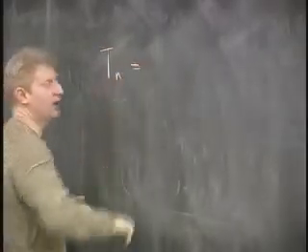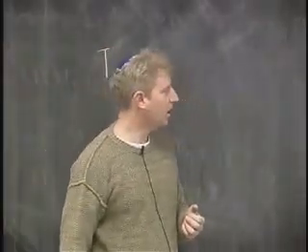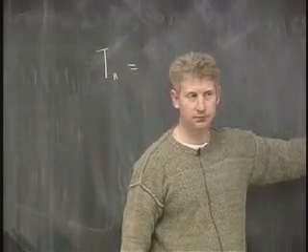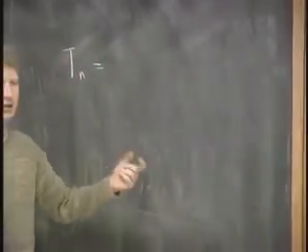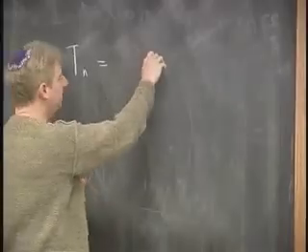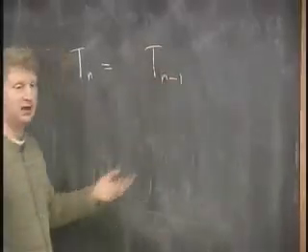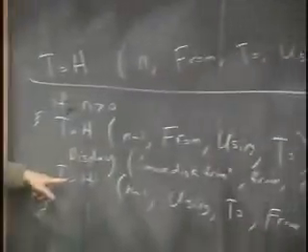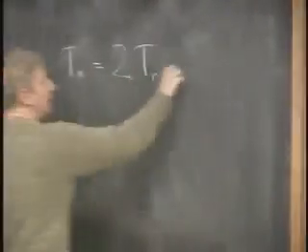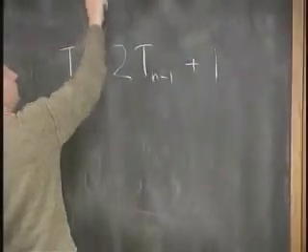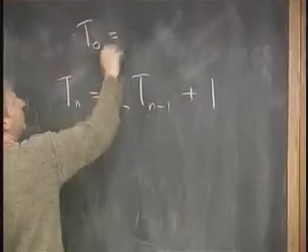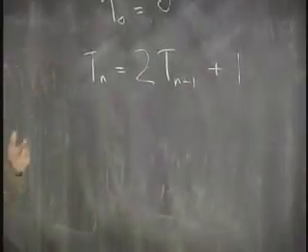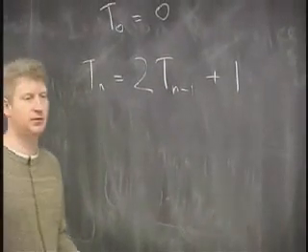T of n is how long this algorithm takes. What does it consist of? It consists of 3 steps. The first step is a recursive call on n minus 1. So how much time does that take? T of n minus 1. I don't know how much time it takes, but I know it's called T of n minus 1. And this takes one step, and then I got another T of n minus 1. So I get 2 T of n minus 1 plus 1. And when n is equal to 0, how many steps does this take? 0. That's my recurrence equation for the time complexity of towers of Hanoi.